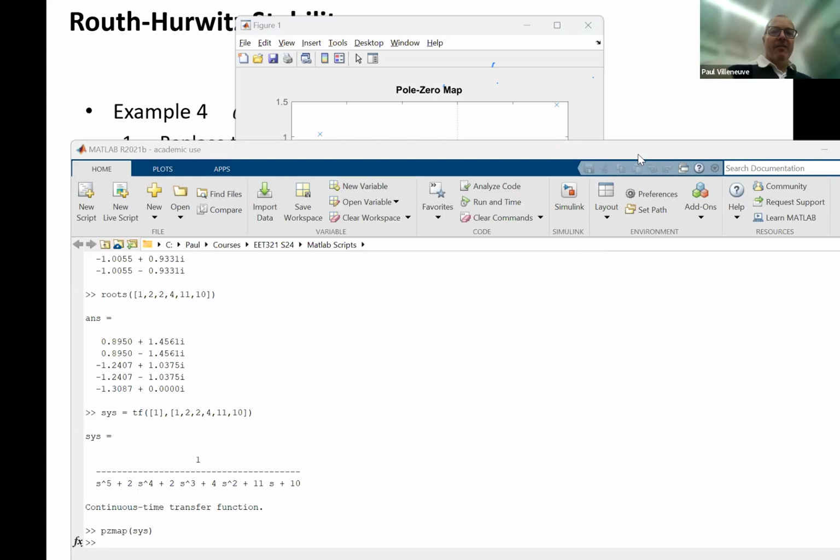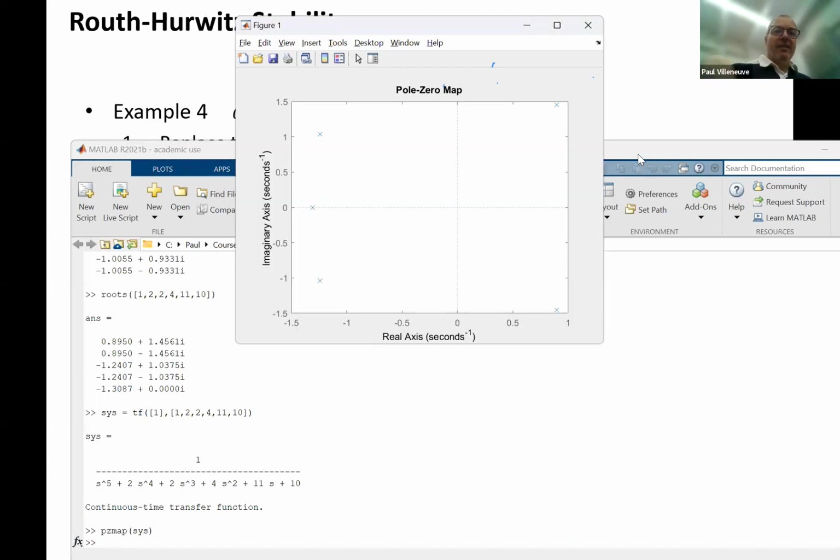There you go. You can see right here is the j omega axis. And I have these here, which are in the right-hand half plane. And we said that there are 2 poles in the right-hand half plane, which we just verified with it.